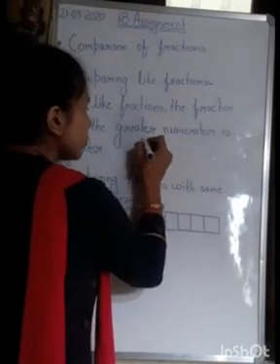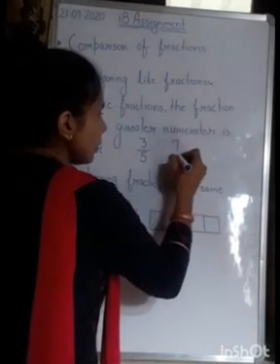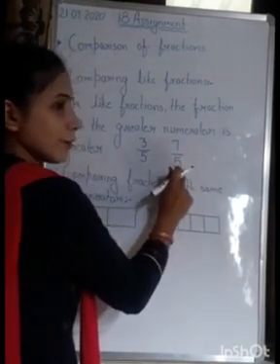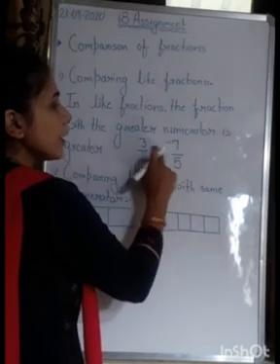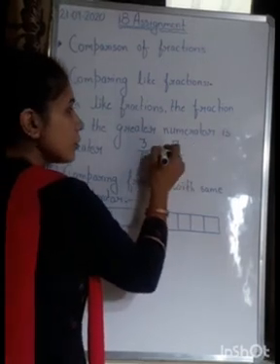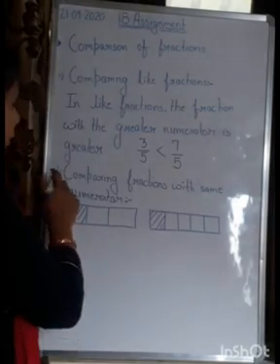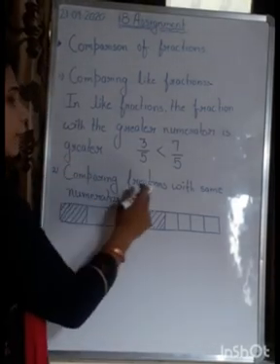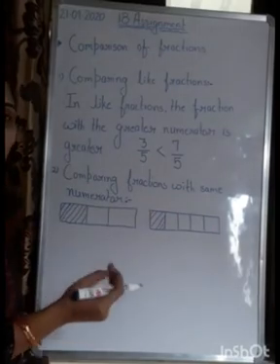So here I have written two fractions, that is 3 upon 5 and 7 upon 5. Now these are like fractions as the denominators are the same. So who is having the greater numerator? This one. So this fraction is greater. Clear? Next is comparing fractions with the same numerator. Now what if the fractions are having the same numerator?